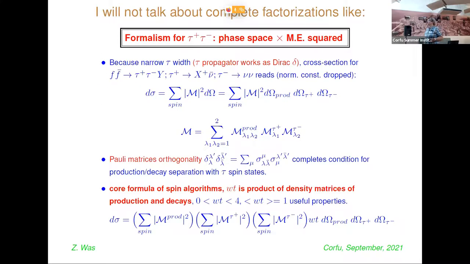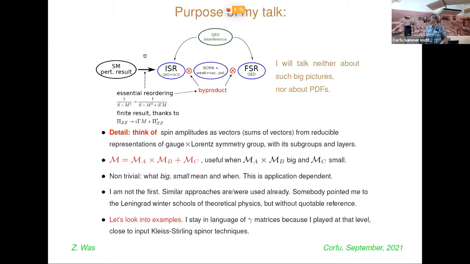So I will not talk about general factorization, like factorization of tau production and decay. It should be other talk. I will also not talk about separation of big picture. That means when you want to have standard model precision results, you want to divide it into part, which is something like improved Born, something about initial, final, steady effects, maybe some interferences. That's also a huge subject, which should be covered elsewhere.